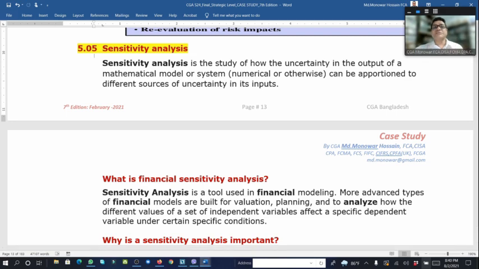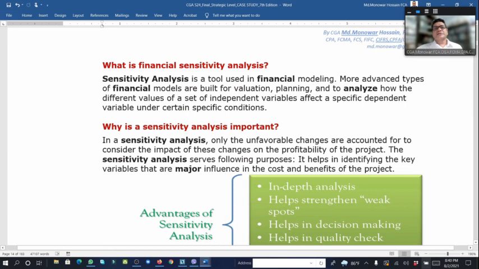So what is sensitivity analysis? It is the study of how the uncertainty in the output of the mathematical model of the system can be apportioned to the different sources of uncertainty in the input. So sensitivity analysis is the uncertainty calculation. And what is financial sensitivity analysis? Sensitivity analysis is a tool used in financial modeling.